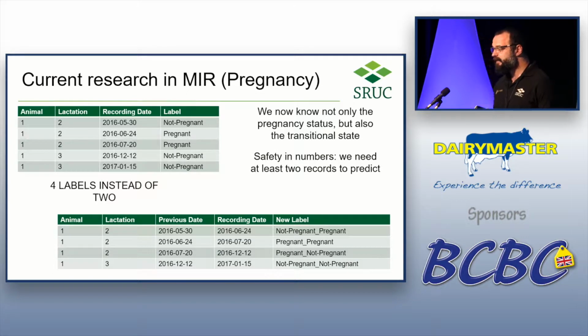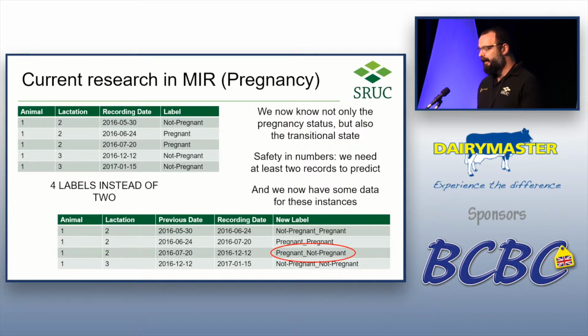We have the safety in numbers that we need at least 2 records to predict, but we've also added in the animal effect now, because it's the same animal and it's 2 records that we fold and put together like an image, except with 2 channels, not 3. But we put that together. And now we have some of these instances that were very difficult to discern before, where an animal goes from pregnant to non-pregnant, even if it's naturally by calving. So this gave us some granularity and also adding in the animal effect.